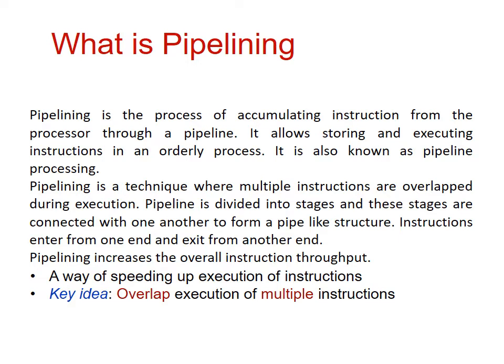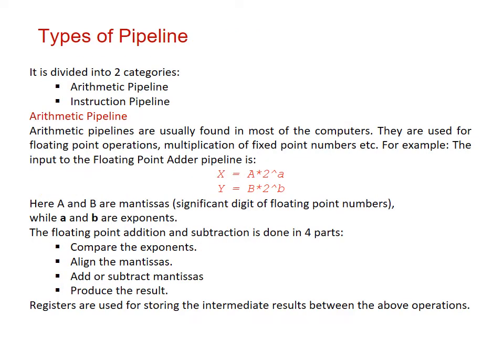The key idea of pipelining is a way of speeding up execution of instructions and overlapping the execution of multiple instructions. A pipeline is divided into two categories. The first one is the arithmetic pipeline, and the second one is the instruction pipeline. Arithmetic pipelines are usually found in most computers. They are used for floating point operations, multiplication of fixed point numbers, etc.